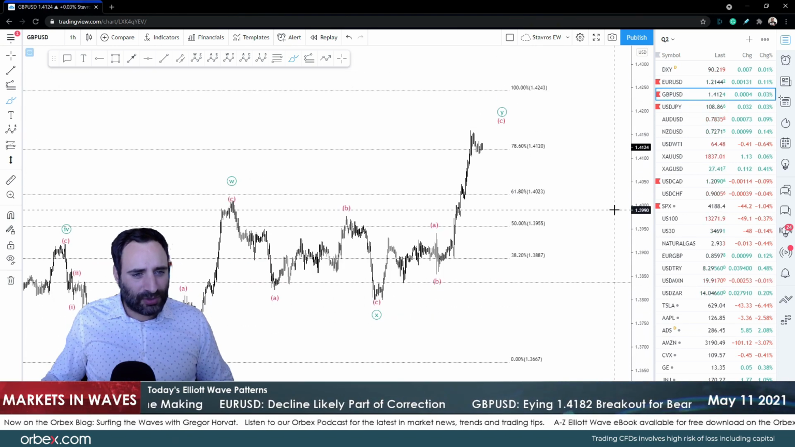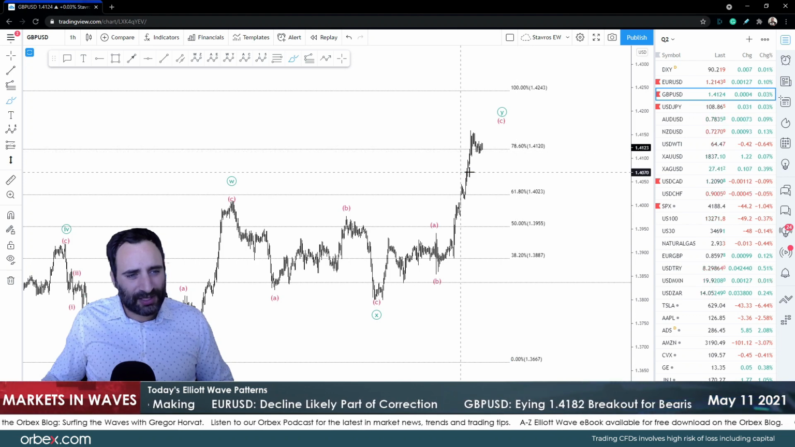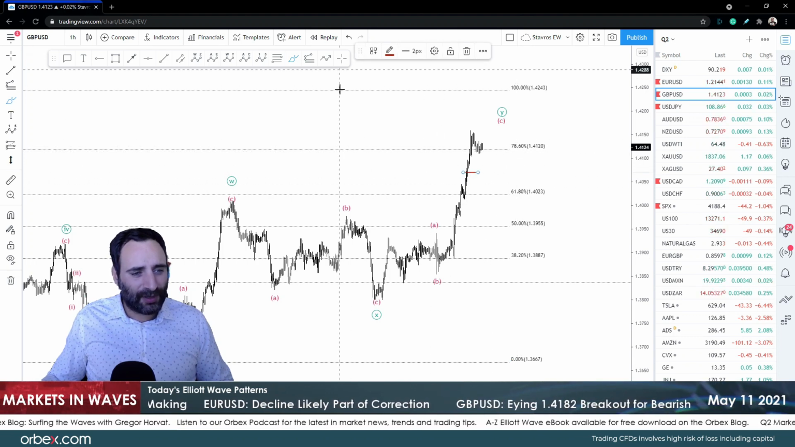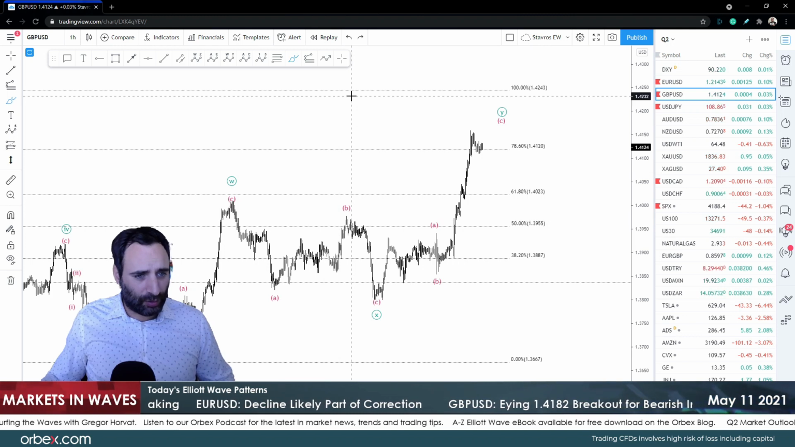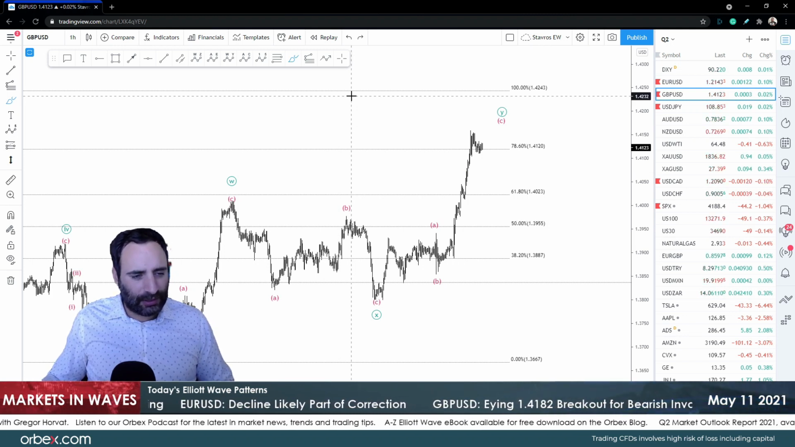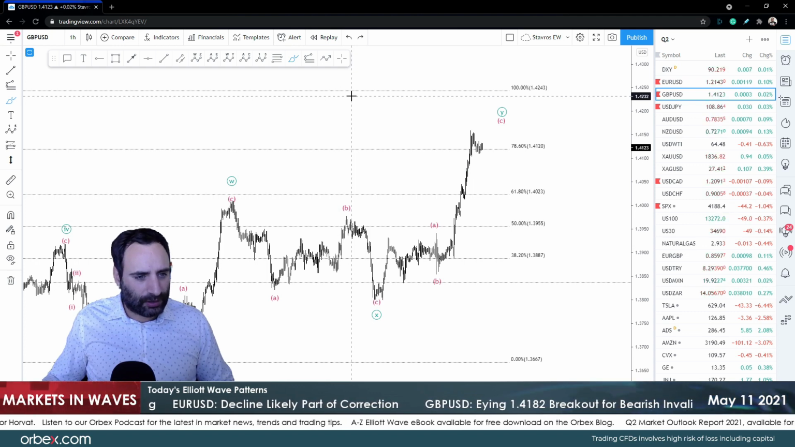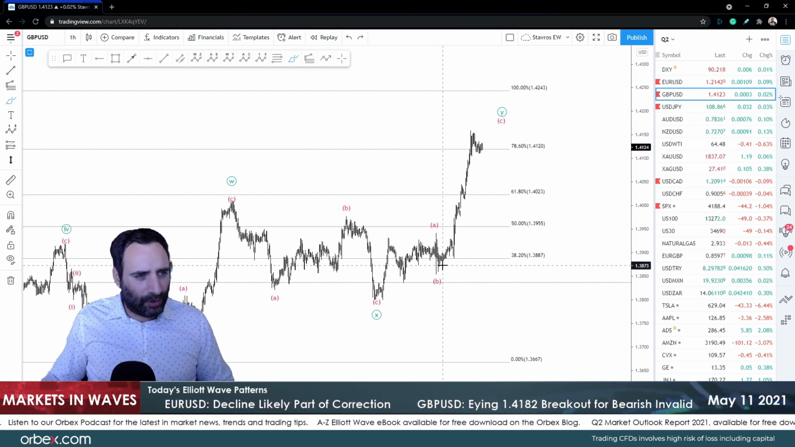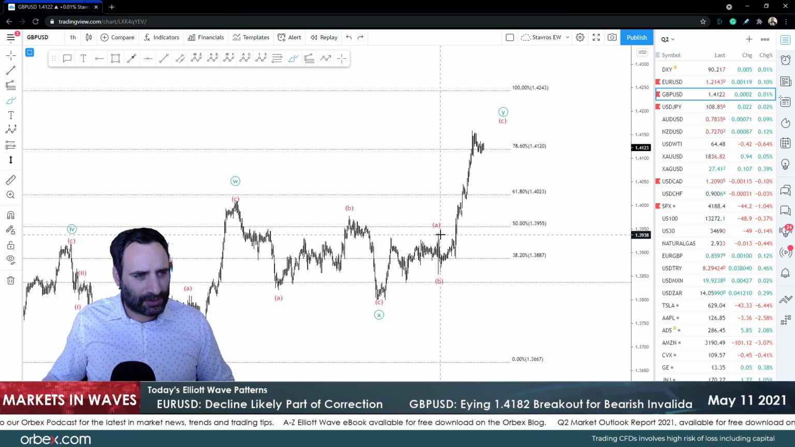On the pound dollar, I was expecting the 141.20. Prices actually have gone a little bit higher than that. And to me, you probably know why. On the 17th of May, Boris Johnson announced an ease on the lockdown measures. Anyway, we're looking at technicals here, not fundamentals as much.